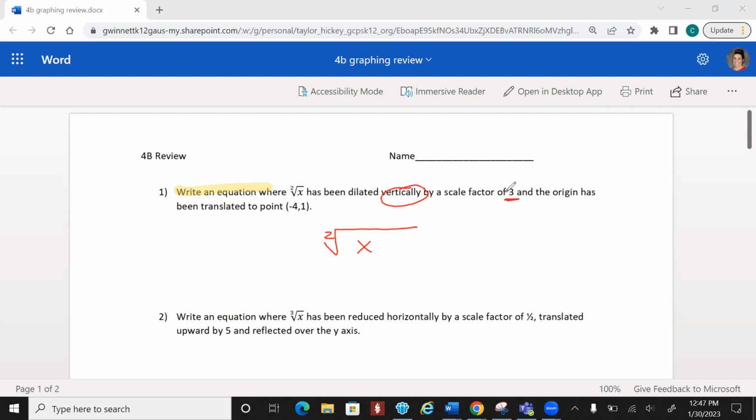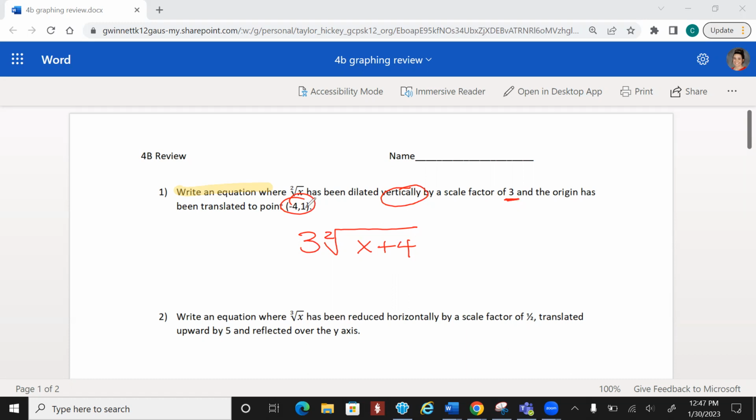So where's that guy going to go? Is it going to go inside the radical or outside the radical? Outside the radical, right? And then it says origin has been translated to the point -4, 1. So if I have -4, where is that moving to? That means I'm moving left, right, up, down. Tell me. Left 4, right? Okay. So that's going to be +4 because everything underneath the radical is going to be opposite land.